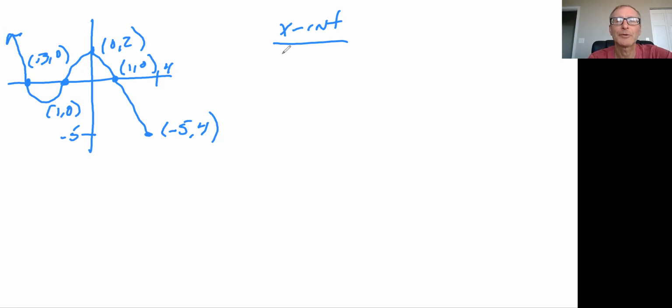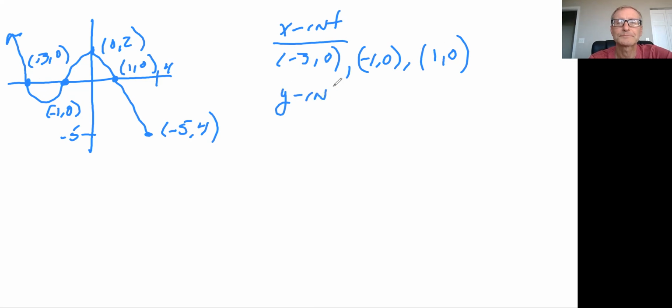This point here would be -3, 0. This point here is, sorry, -1, 0. And then this last point here is 1, 0. So we have 3 x-intercepts. What about the y-intercept? Well, we only have 1. If you had 2 y-intercepts, it wouldn't be a function because of the vertical line test. So this would be 0, 2. If you look at this, you can see again, using the vertical line test, that this graph is a function.